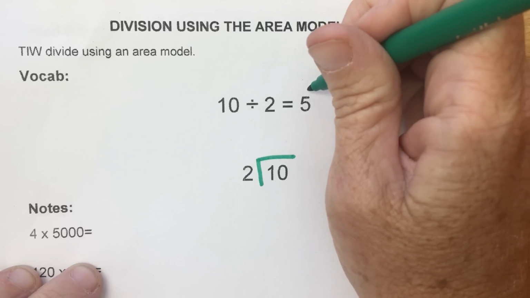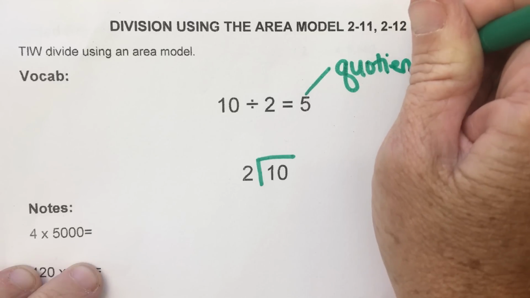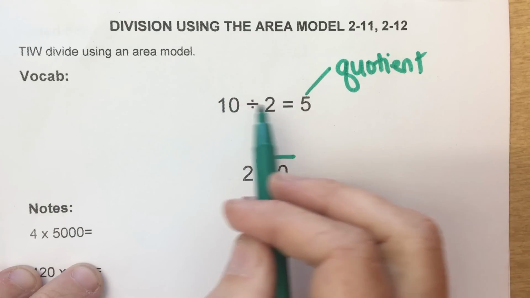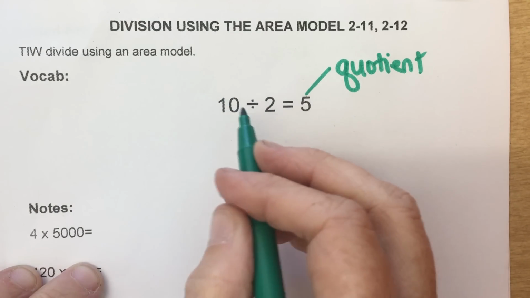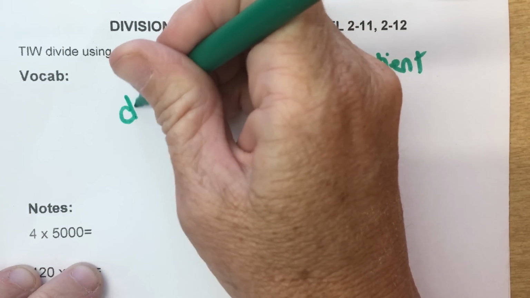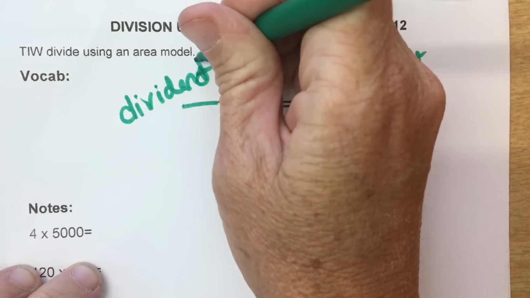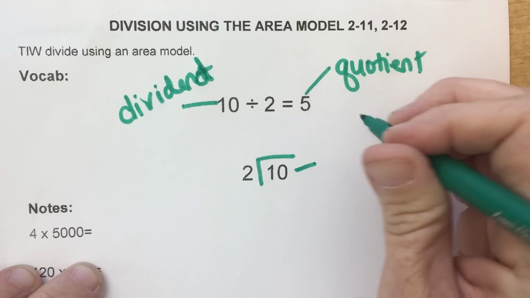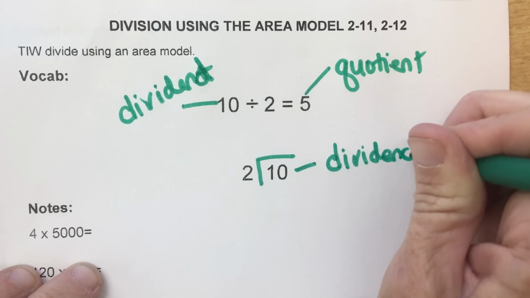So we've talked a lot about what the answer is in a division problem. It's called a quotient. But we need to know what these two words are. So this is the number we're dividing. The number we're dividing is called the dividend. So the dividend, with a D. The 10 here is my dividend, because it's the number I'm dividing.